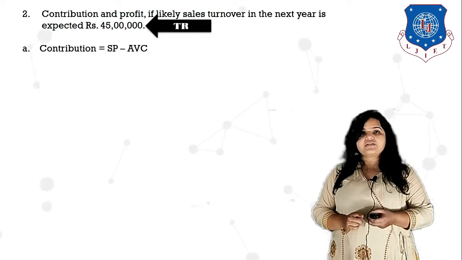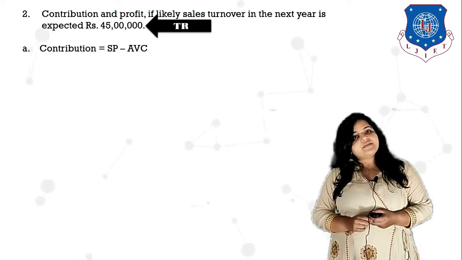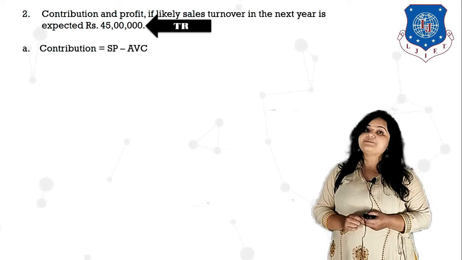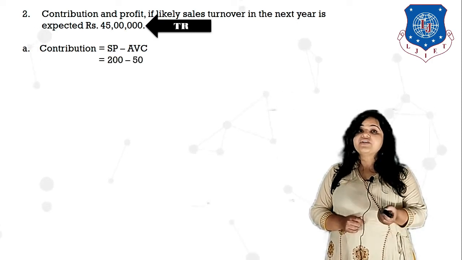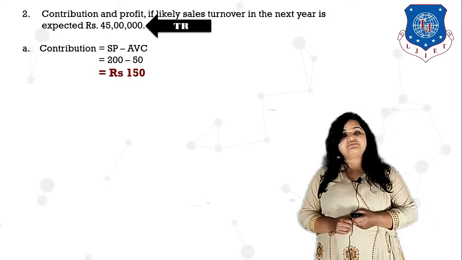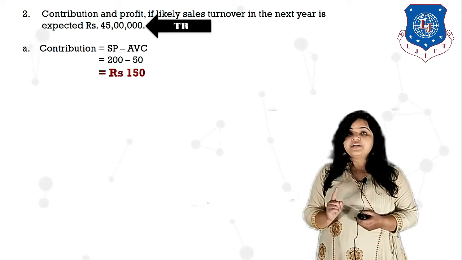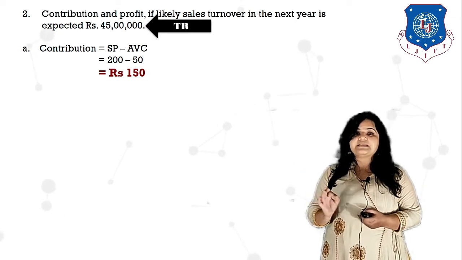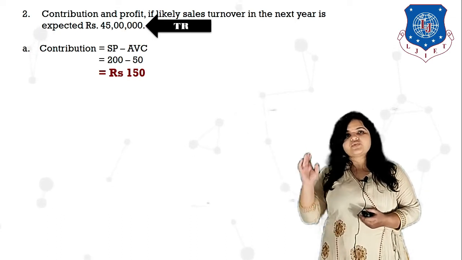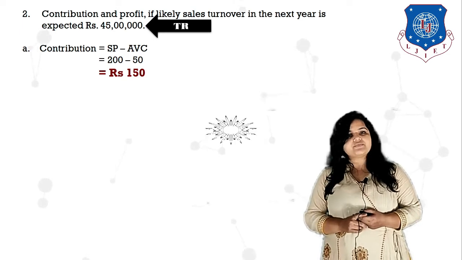First, we would focus on finding contribution. The formula of contribution is SP minus AVC, which is equal to 200 minus 50, which easily gives us 150 rupees. The contribution of a single unit towards profit is rupees 150. So contribution here is rupees 150.